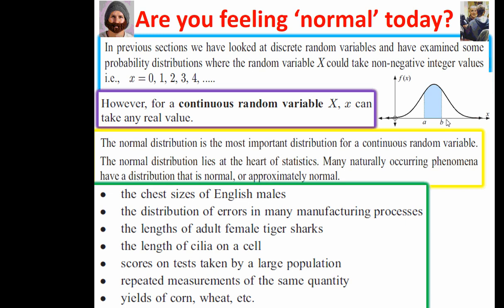So many naturally occurring phenomena have a distribution that is normal or approximately normal, such as the chest sizes of English males. Most of them would be average, some are really large, some are really small. The distribution of errors in many manufacturing processes. The length of adult female tiger sharks, so most are around the average, and only a tiny amount are really big, a tiny amount really small. The length of cilia on a cell. Scores on tests taken by a large population.